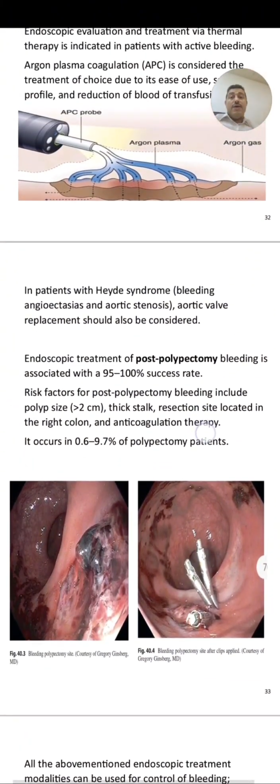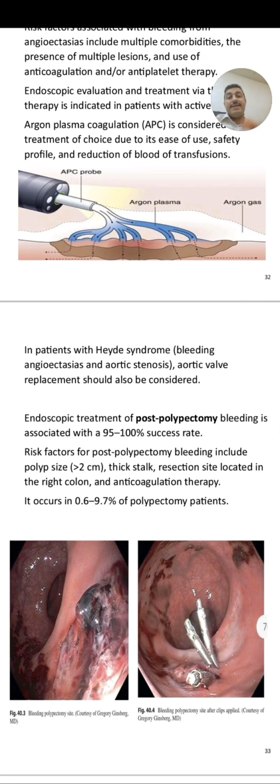Okay, here we also have to remember that there is a syndrome that is associated with angioectasia and aortic stenosis, and this is Heyde syndrome. And in Heyde syndrome, it's crucial to treat the aortic valve as it presents as severe aortic stenosis.